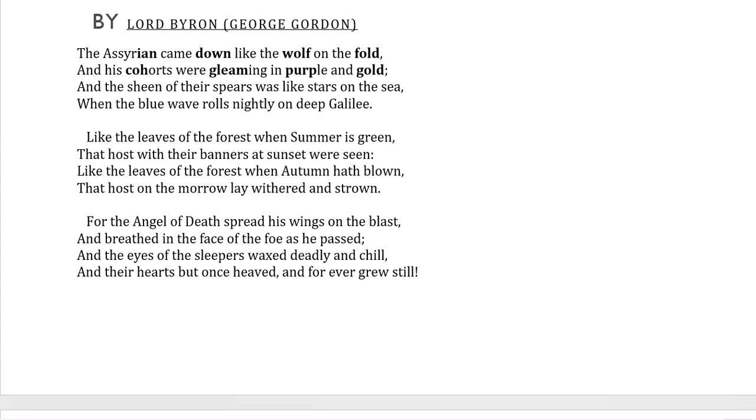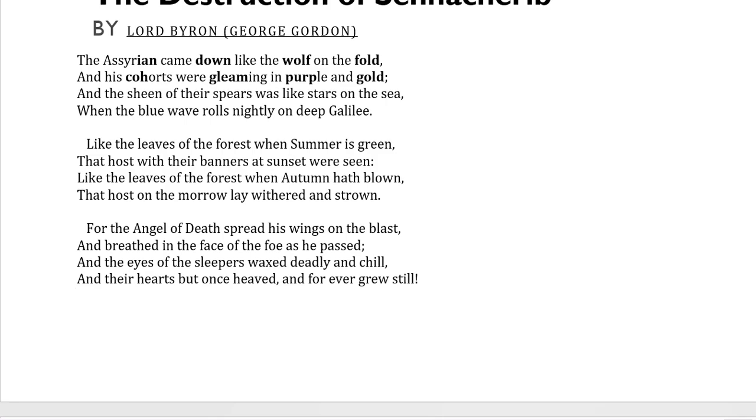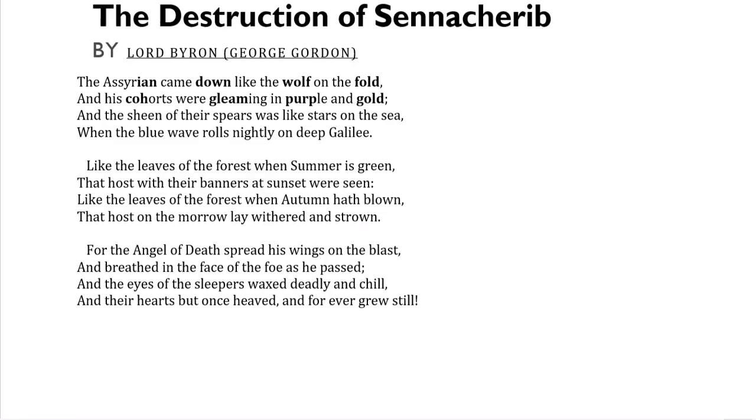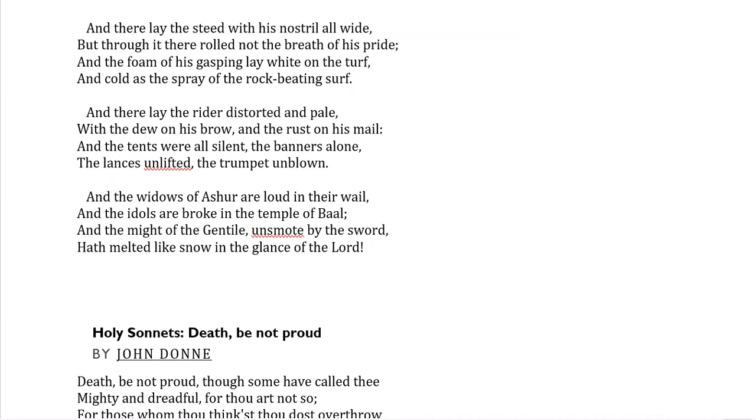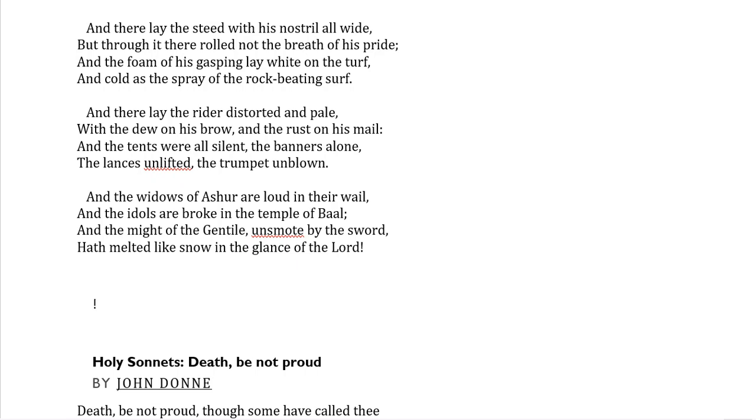So, what do we see here? What are our ideas about death in this poem? Well, our first idea is that death is unpredictable. None of the Assyrian army expect to die. They expect to defeat Jerusalem. Death is unpredictable and uncontrollable.